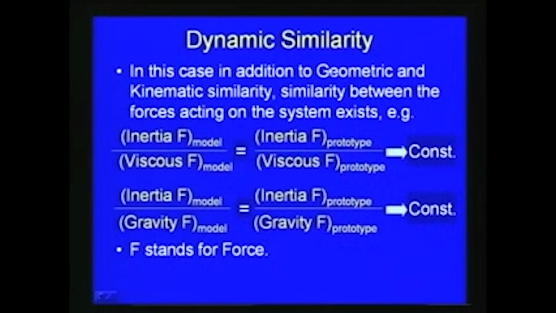And finally, dynamic similarity. We have already seen the various forces acting in the real problem: the inertia forces, friction or viscous forces, gravity forces, pressure forces, elastic forces, and surface tension forces. With respect to this, we will be doing the physical modeling, so we have to keep the dynamic similarity. In this case, in addition to geometric and kinematic similarity, similarity between the forces acting on the system exists. So the inertia force of the model divided by the viscous force of the model should be equal to the inertia force of the prototype divided by the viscous force of the prototype. That gives a constant.